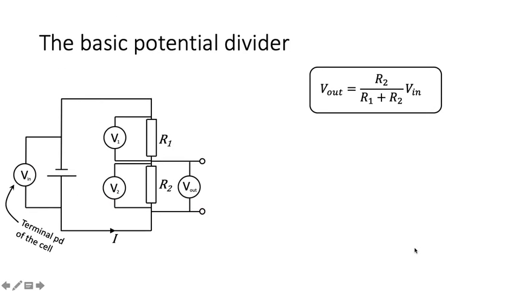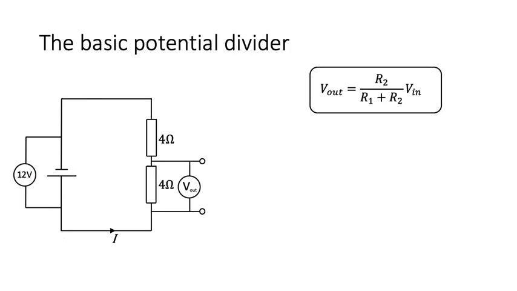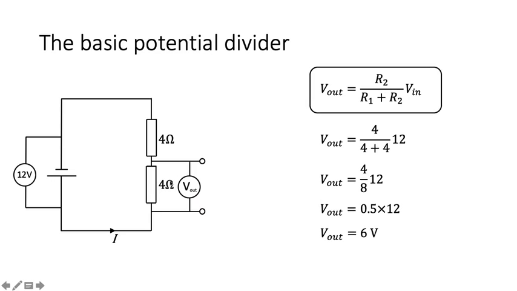Let's show that in action. So, if we have a 12 volt supply and we have two 4 ohm resistors, then I think fairly logically, since we know that the potential difference across V2 plus V1 will equal the total potential difference, that's going to be half of 12, which is 6 volts. But just to show you the equation in action, R2 here is 4, R1 plus R2 is 4 plus 4, V in is 12, go through the maths, and you get 6 volts.